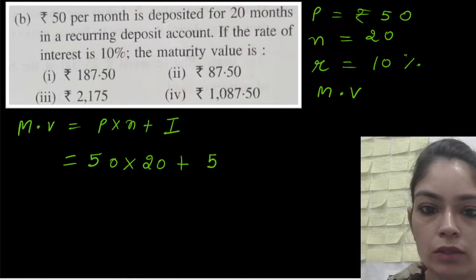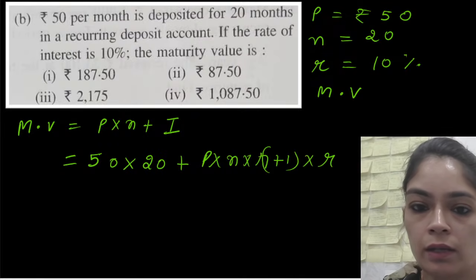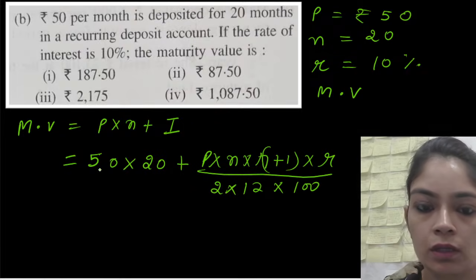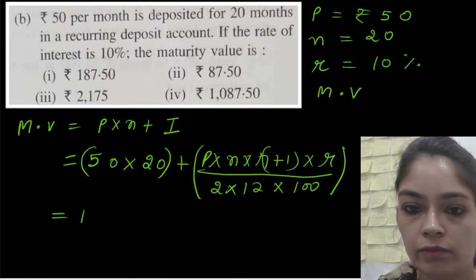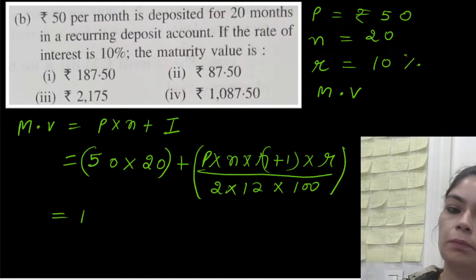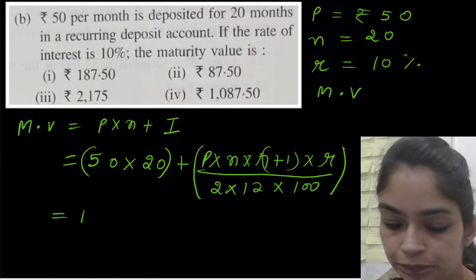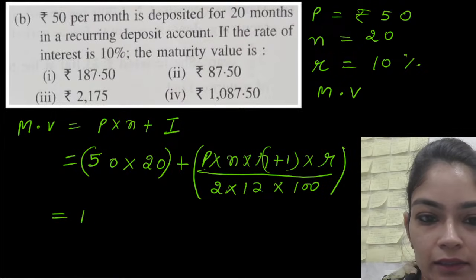So here in place of interest I am just writing its formula. So I is P into N into R. N plus 1 into R by 2 into 12 into 100. So this will be 5. See, first multiplication. I can always see confusions here. So first multiplication, then addition. So what must we have to follow? Okay, Jivin has solved the answer. Let's see.